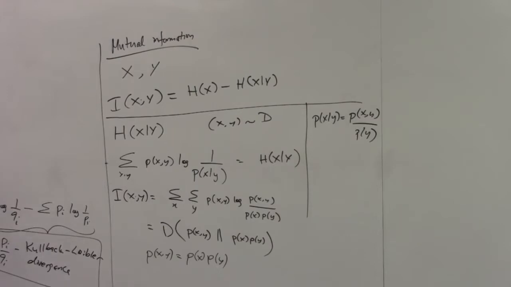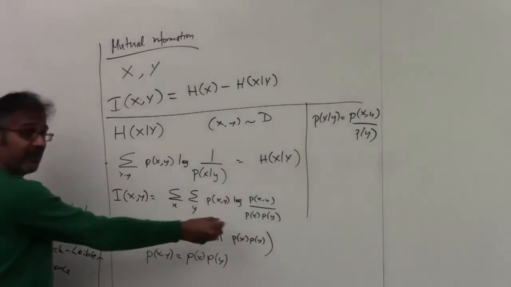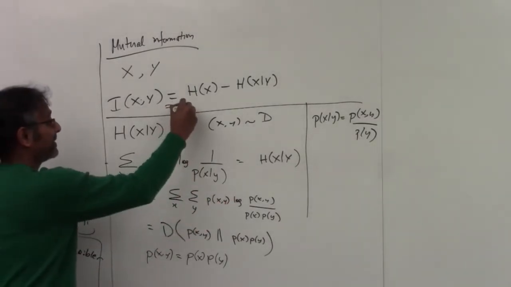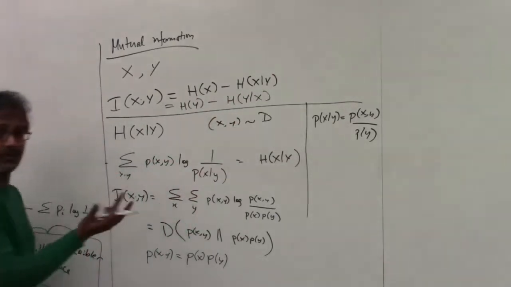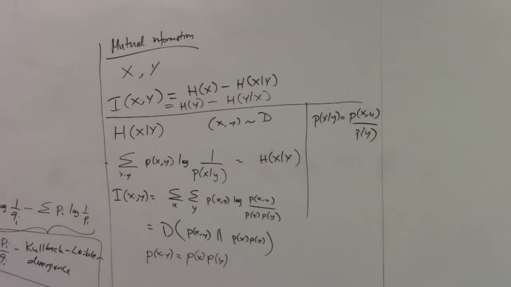And notice that it's not hard to see, because of the symmetry of this function, you can rewrite this as this. Doesn't matter which way you write it. You can write it as h of x minus the residual entropy given y, or it's the entropy of y minus the residual entropy given x. It's just the mutual information in between.